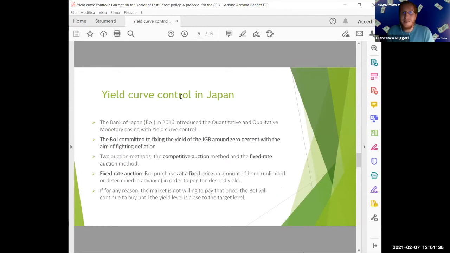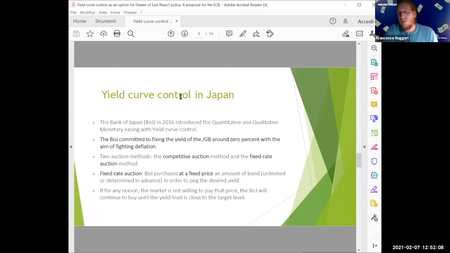So let's see now a couple of examples of yield curve control programs in the world. The most famous one nowadays is the yield curve control in Japan. The Bank of Japan in 2016 introduced the quantitative and qualitative monetary easing with yield curve control. Under this program, the Bank of Japan committed to fix the yield of the Japanese government bonds with 10 years maturity around 0%. The aim was to fight deflation.